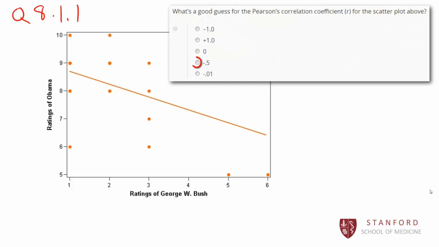The correct answer here is D. The correlation coefficient is going to be somewhere around negative 0.5. How do you know that?